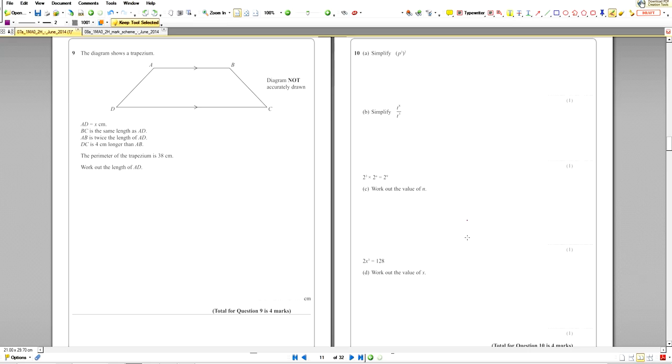Right, question number 9. The diagram shows a trapezium. It says A to D.